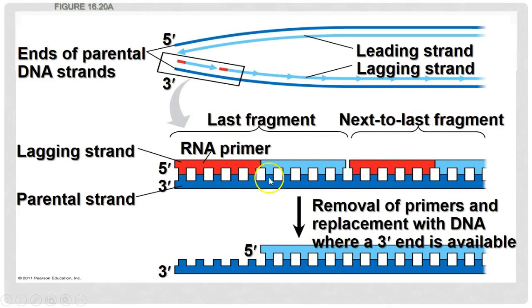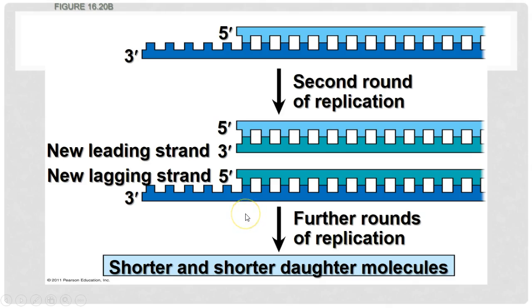And so you can see here, when that RNA primer is removed from the 5' end, then there's no way for the DNA polymerase to come in and add these nucleotides to this particular part. So over time, the chromosomes will get shorter and shorter after multiple rounds of replication.